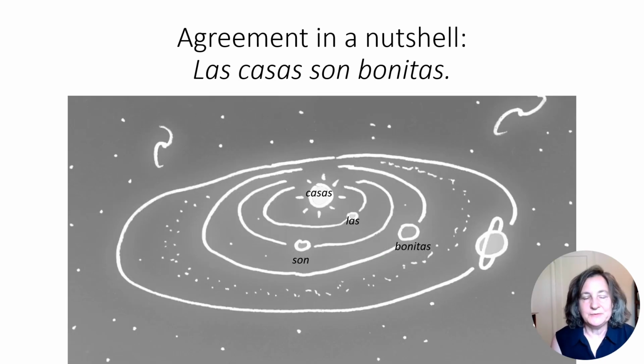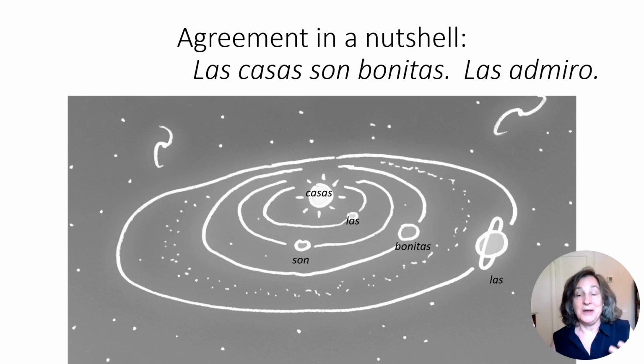So we can now see the full scale of agreement in Spanish. If you have a sentence like, las casas son bonitas, casas, which is the subject of the sentence, is feminine plural, which means that las and bonitas also have to be feminine plural. And also, we're talking about the houses, which makes it third person and plural, so we have to say son. And then if later we refer back to the houses, for example, if we say, I admire them, then the las also has to agree back with casas, being feminine and plural.